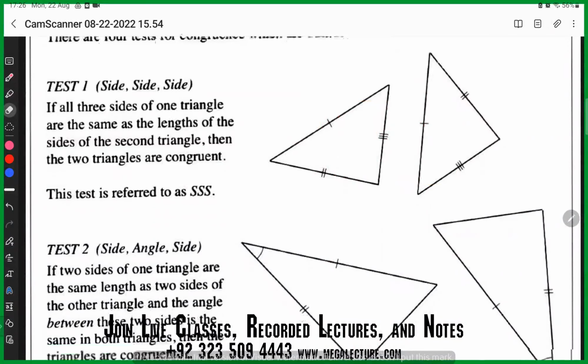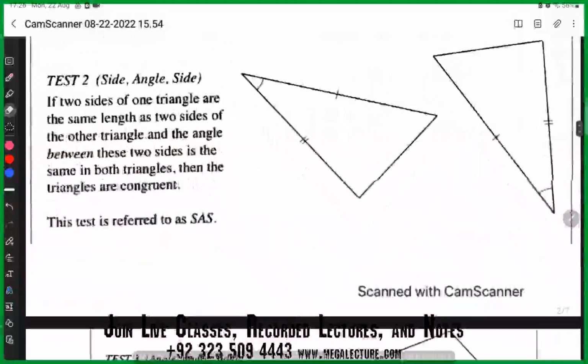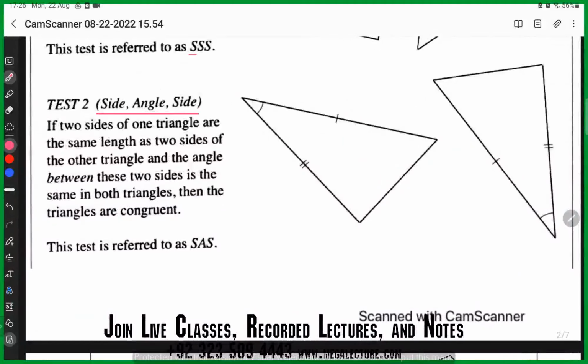The second one is side, angle, side. You're only supposed to remember this. SSS, SAS. This is going to help you. SAS means side, angle, side. Look at these two triangles. This side is the same as this side. This angle is the same as this angle. And this side is the same as this side. So this property does not say any two sides and one angle. No, it says side, angle, side. If you have two sides which are the same in both the triangles, and the angle between those two sides is also the same, only then can you say that the two triangles are congruent.